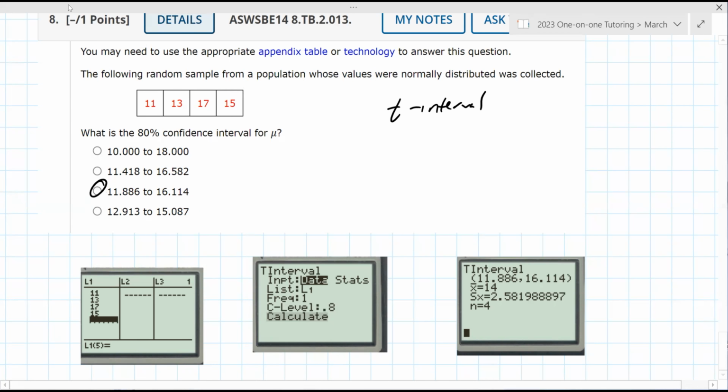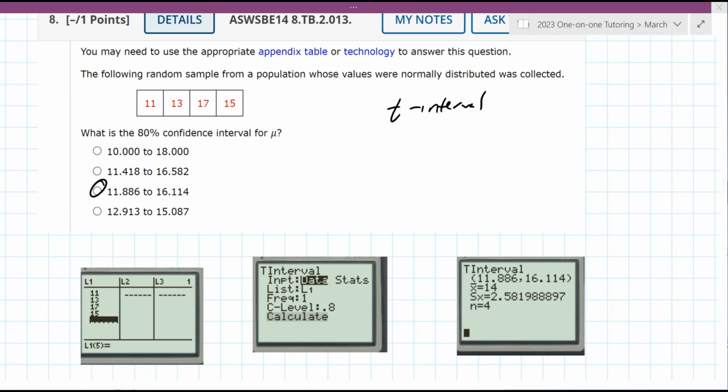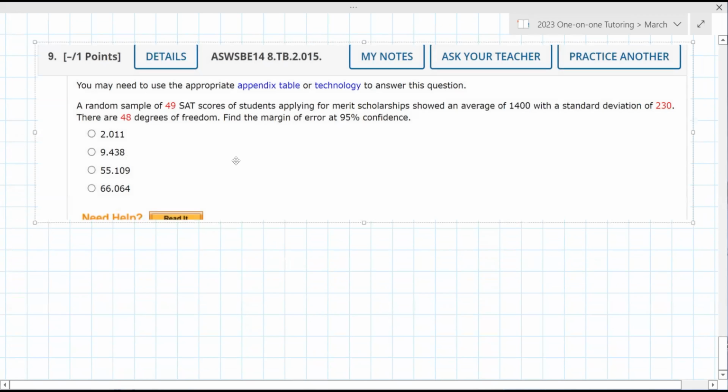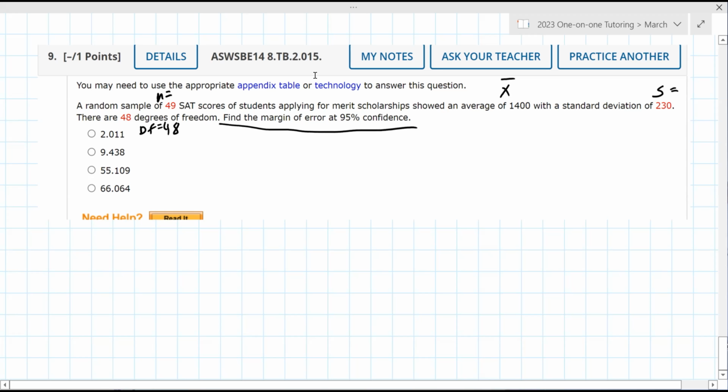All right, let's go to question 9. Random sample of 49 SAT scores shows, so that's N, an average of 1400. That's X bar with a standard deviation S of 230. Degrees of freedom is 48. Find the margin of error at 95% confidence.